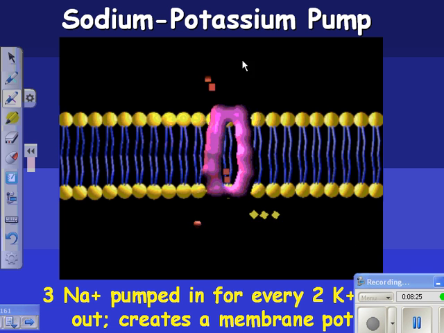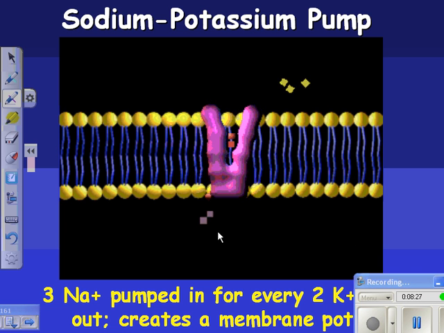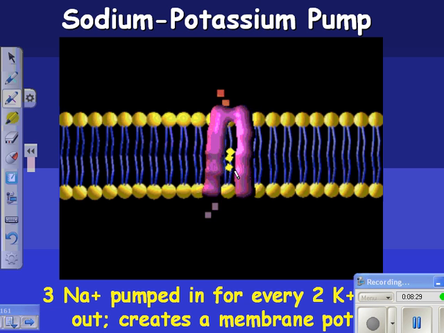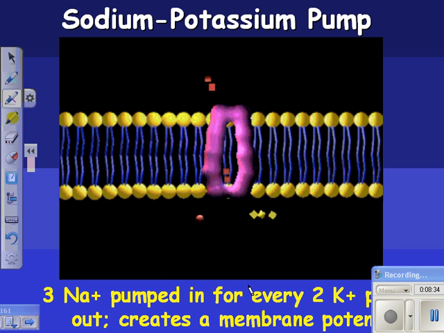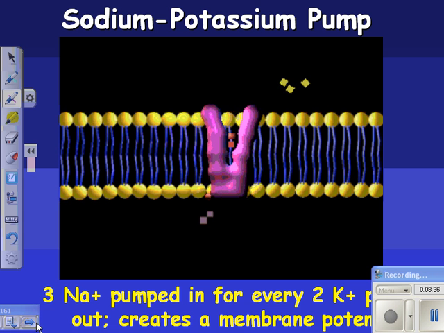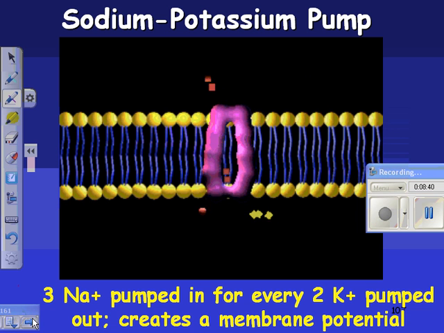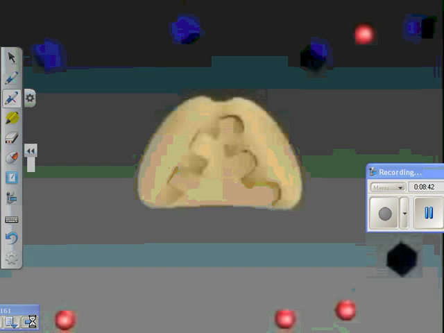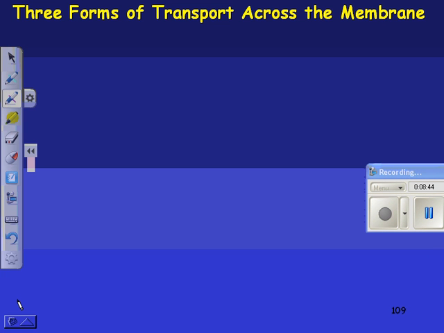Oops. So the potassium's going this way, sodium's this way. So did I say that right? 3 sodiums are moved this way and 2 potassiums are moved that way. So 3 sodiums pumped out for every 2 potassiums pumped in. The cell may need... And I'll show you that video in class.